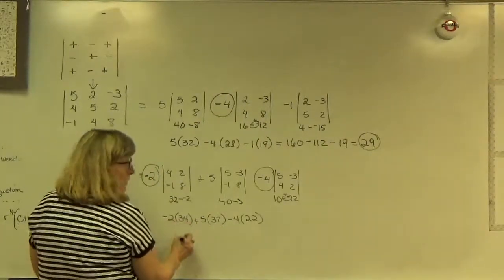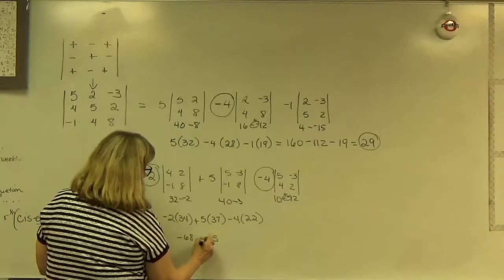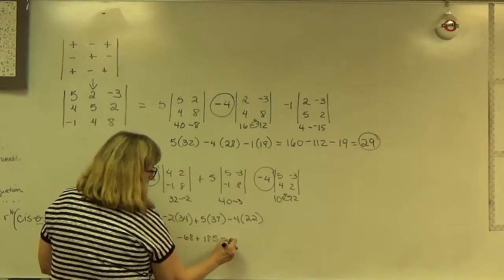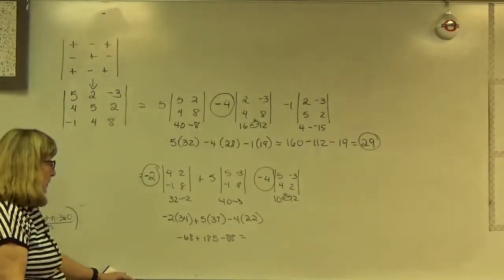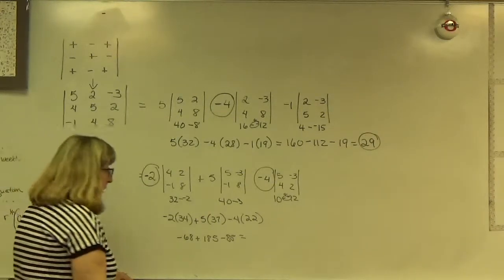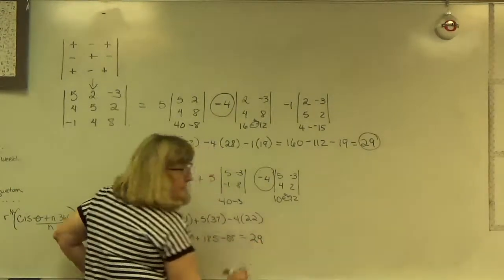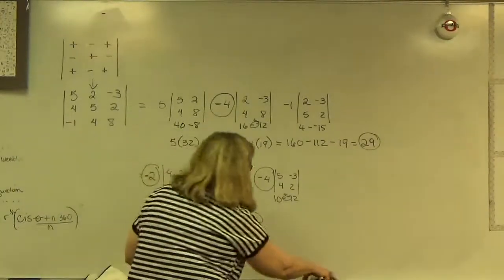And then we multiply. So we have negative 2 times 34, negative 68. 5 times 37, 185. And 4 times 22, 88. Now, what's all that add up to be? Hopefully it adds up to be 29. 29. So what's that tell me? We did it right.